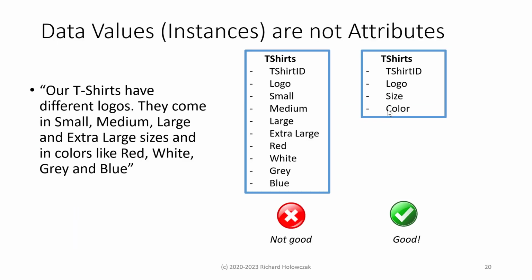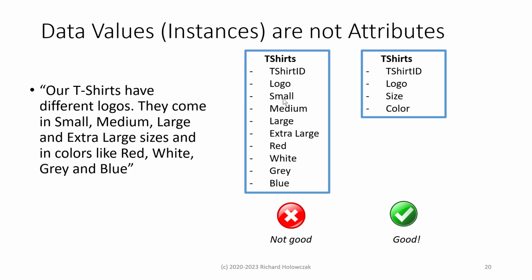Here's another situation that sometimes comes up. Instances are really not attributes. So imagine we're given this text. Our t-shirts have different logos. They come in small, medium, large, and extra large sizes, and in colors like red, white, gray, and blue. Now this can be a little bit confusing because you'll see values like small, medium, large, and extra large, but you might interpret those as attributes. This is not the case.